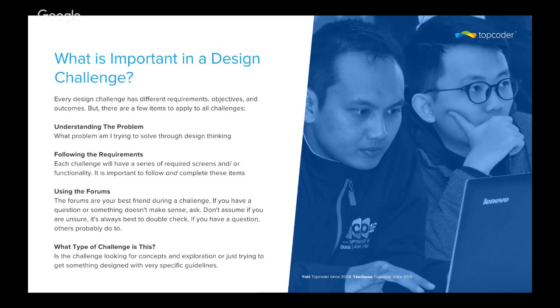And then the last piece is what type of challenge is this? Not all challenges are set up the same way. We have two main challenge types that we tend to run at Topcoder: concept challenges and production-oriented challenges. Concept challenges are all about new ideas. What's the next big UI experience? Our clients are looking for thinking outside the box, and they want to see something new.